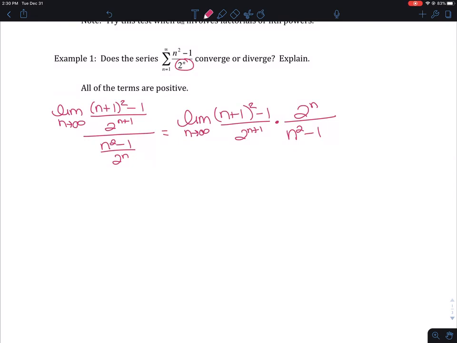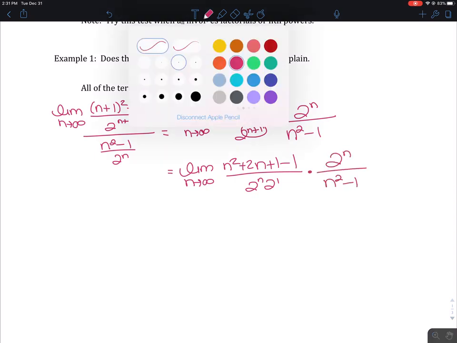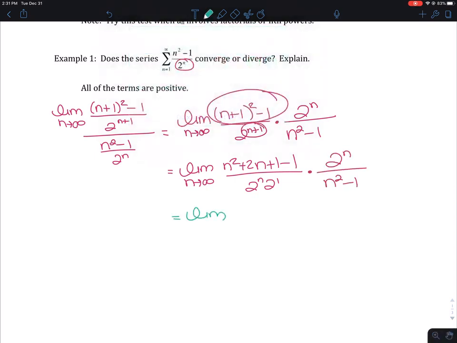So now we hope that some things cancel out. I'm going to multiply this out in the numerator. Limit as n approaches infinity, n squared plus 2n plus 1 minus 1 over, now this 2 to the n plus 1 is actually 2 to the n times 2 to the first power. And then this is 2 to the n and n squared minus 1. So now I get the limit as n approaches infinity of n squared plus 2n over 2, because my 2 to the n's cancel out. So 2, and then n squared minus 1.